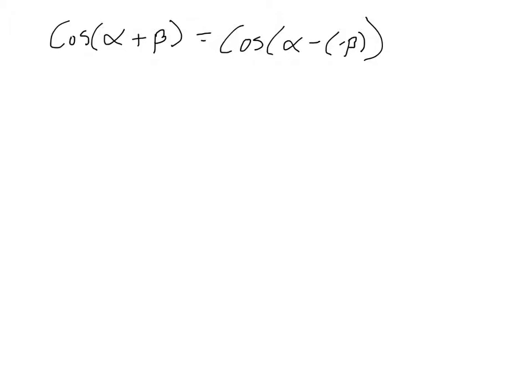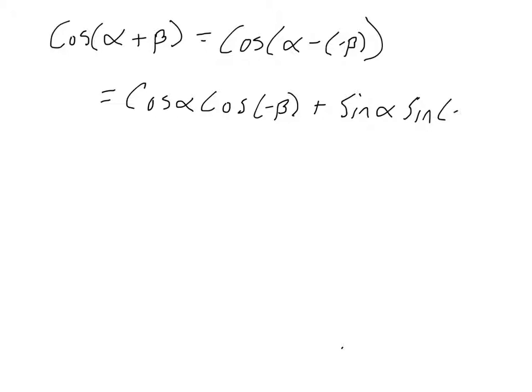Sort of just a really clever way to write the same thing, but negative negative is the same as positive. And so now we're going to plug this into our new identity. Cosine of alpha minus beta was cosine alpha cosine beta plus sine alpha sine beta. But now we just have negative beta in the place of beta in every case. So it's going to be cosine alpha cosine negative beta plus sine alpha sine of negative beta.